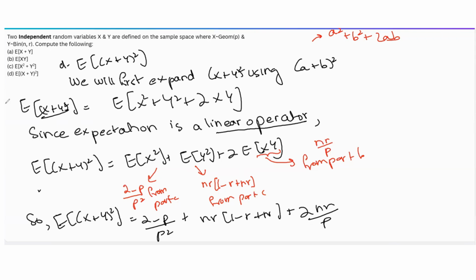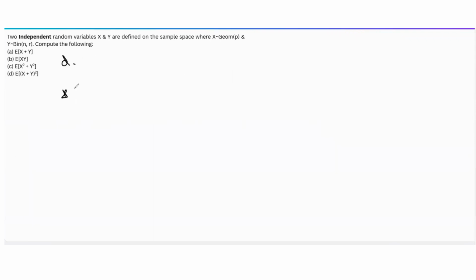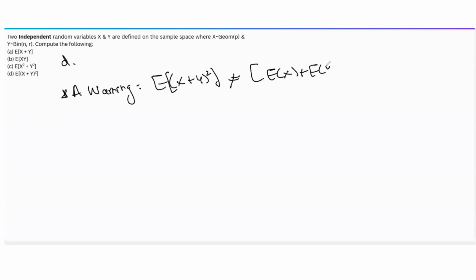So something very important to note for part D is a warning. The warning is that the expected value of (x plus y) squared is not the same as the expected value of x plus the expected value of y, whole squared. This is not true, right? You cannot say that. Expectation cannot go inside a non-linear function like the square.